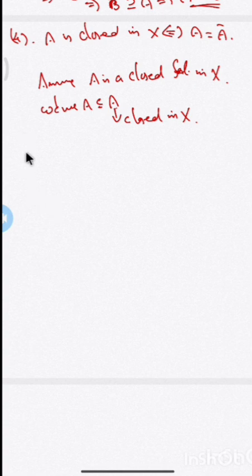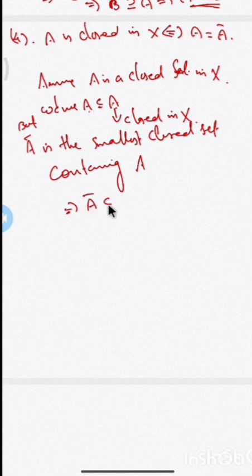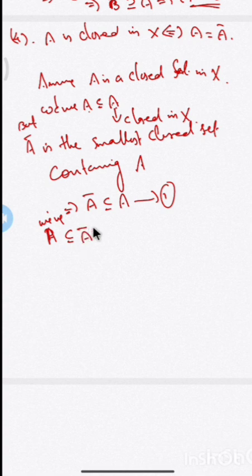We know that A closure is the smallest closed set containing A. Here capital A is a set which is closed and which also contains A, but A closure is the smallest one with this property. Therefore, A closure should be contained in A. But we already have every set is contained in its closure. This is a true statement for every subset. So by 1 and 2, A will be equal to A closure.